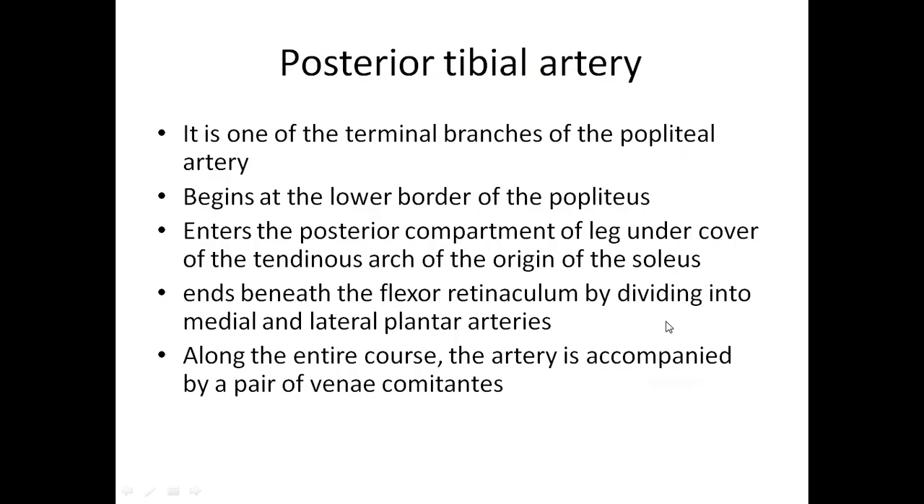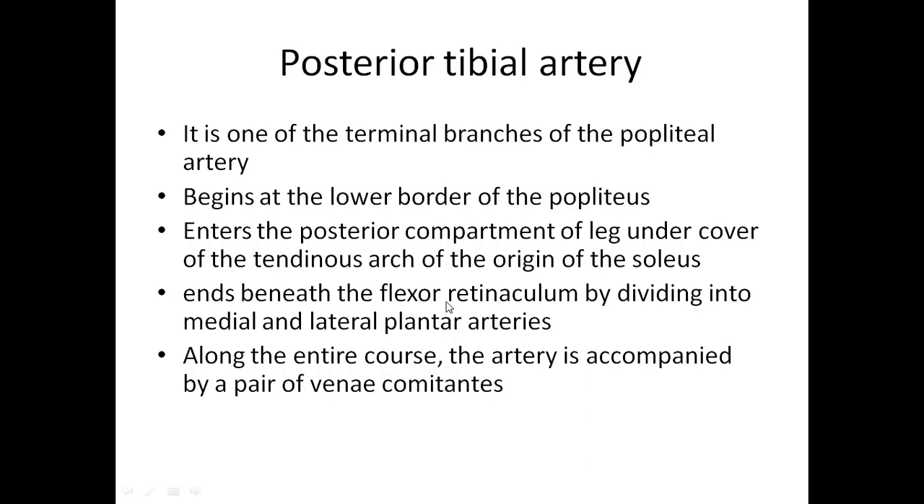Moving on to the posterior tibial artery, it is one of the larger terminal branch of popliteal artery. It begins at the lower border of popliteus muscle. It is a major artery which supplies the posterior compartment of the leg. It travels vertically downwards under cover of the tendinous arch of the origin of soleus, between the soleal line of the tibia and the posterior surface of the head of the fibula. There is one tendinous arch. It passes deep to that. Ultimately, it passes behind the ankle and just posterior to the medial malleolus.